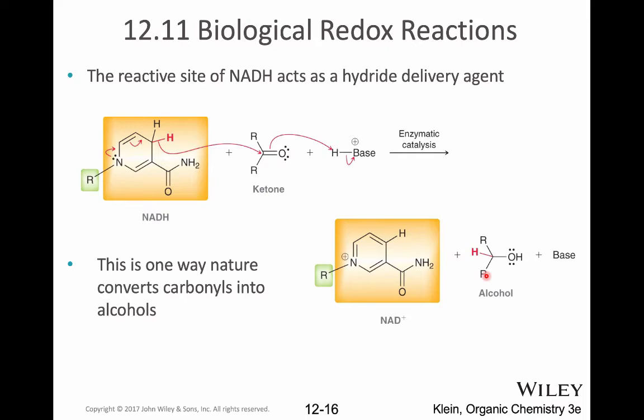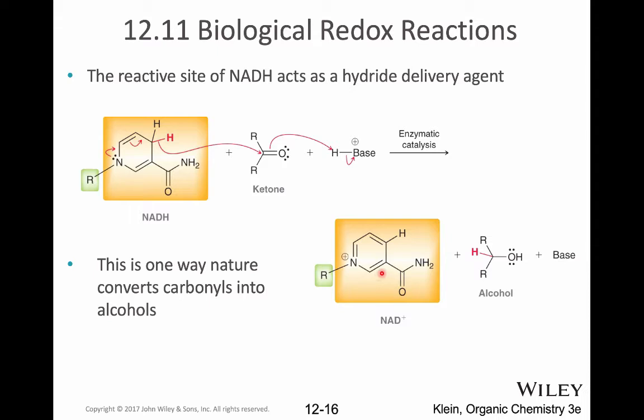So the way NADH works is that NADH can deliver a hydride in the form of H minus. When these electrons on the nitrogen kick down, this double bond kicks over, that delivers a hydride towards some kind of carbonyl compound. And then there's a base that is usually attached to some part of an enzyme. And you make an alcohol and you get to NAD plus. So this is going from NADH to NAD plus. Now this is only one way that nature converts carbonyl compounds to alcohols.